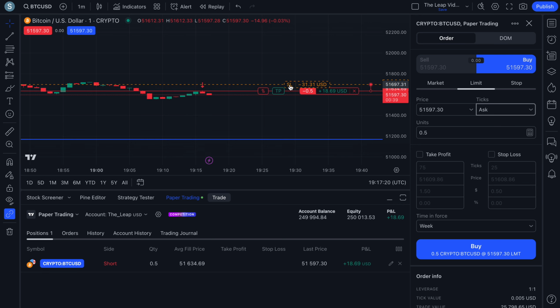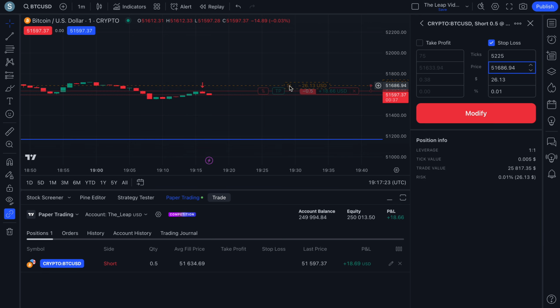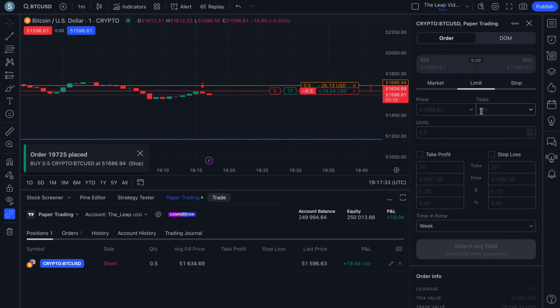So in this example, our stop loss, because it's a short, is going to be above our entry price. So our stop loss will be sort of the highs over here. So we dragged it to 51,686. Let's click modify, and it says order placed. Remember, this is just reminding you about the order placed.